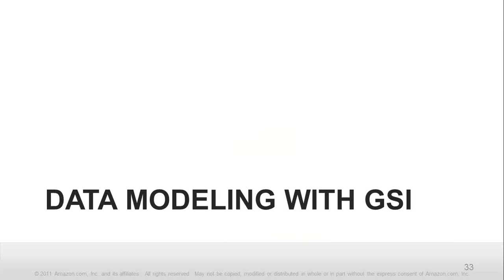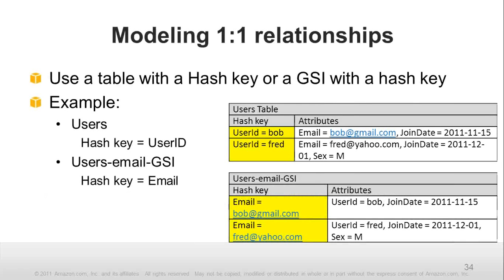Now, let's go into the data modeling with GSI. Oftentimes, when I sit down and try to model a scenario using DynamoDB, it is important that I look for relationships. I look for one-to-one relationship, one-to-n relationship, and m-to-n relationship. What I'm going to go through now is what potential constructs you could use for modeling this in DynamoDB.